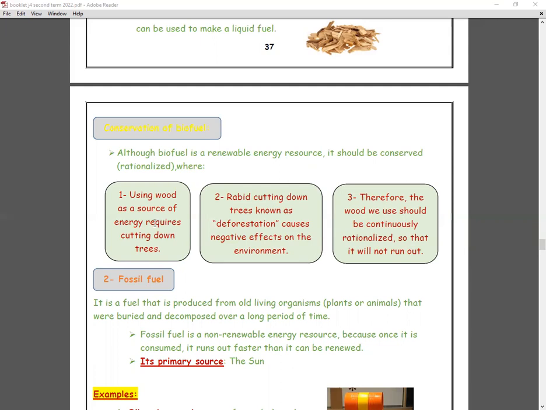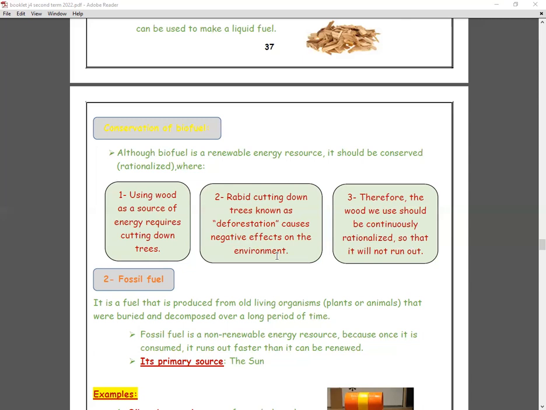Okay, so deforestation means rapid cutting down of the trees, and for sure it will be something negative and cause negative effects on the environment. Why? Because when we cut down the trees in a rapid way, in a fast way, we can't replace these green plants.